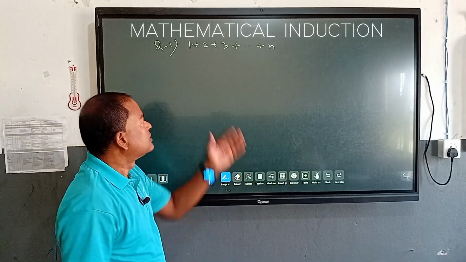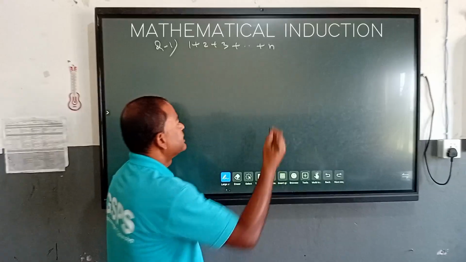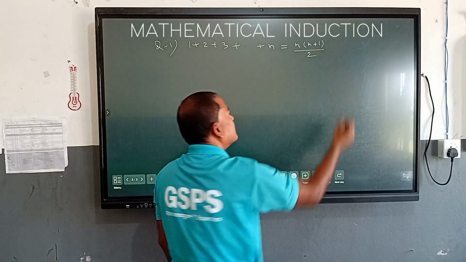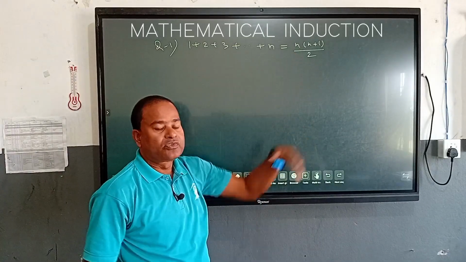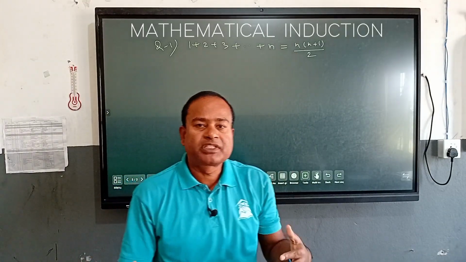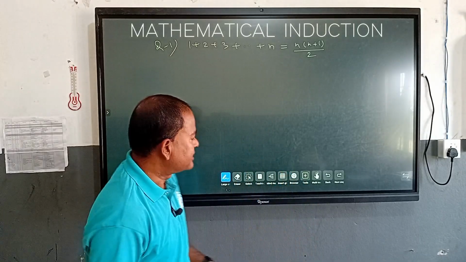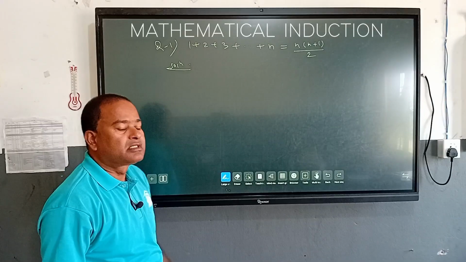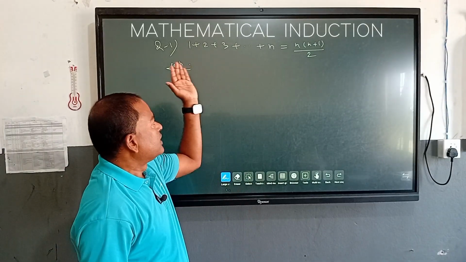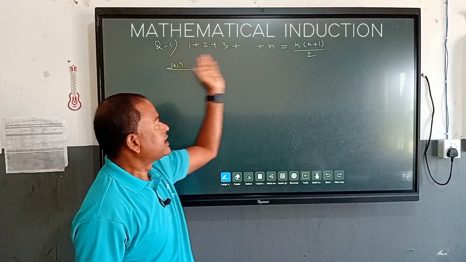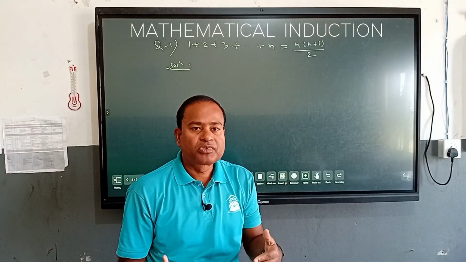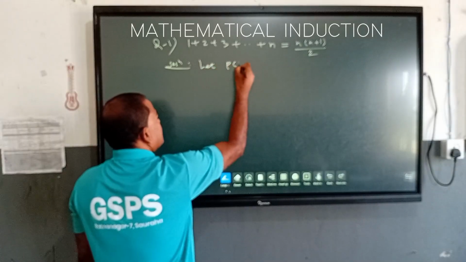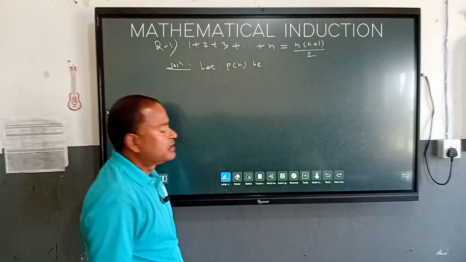Dear students, we know that the sum of the first n natural numbers is given by the formula n times n plus 1 over 2. Now we are going to prove this by using the principle of mathematical induction. Dear students, the first step is that the given statement, or we can say the given problem, we have to suppose as Pn. Let Pn be the given statement.